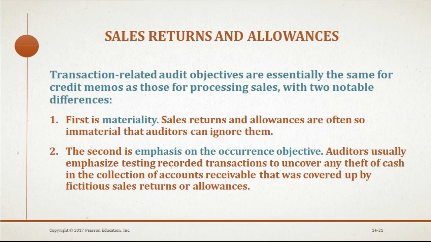Transaction-related audit objectives are essentially the same for credit memos as those for processing sales, with two notable differences. First is materiality. Sales returns and allowances are often so immaterial that auditors can ignore them. The second is emphasis on the occurrence objective. The auditors usually emphasize testing recorded transactions to uncover any theft of cash in the collection of accounts receivable that was covered up by fictitious sales returns or allowances.